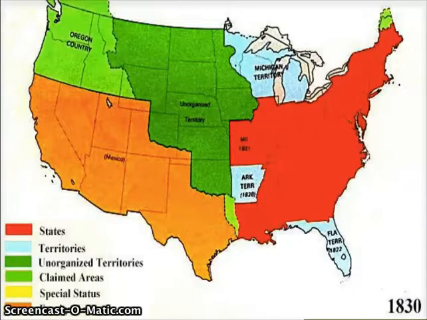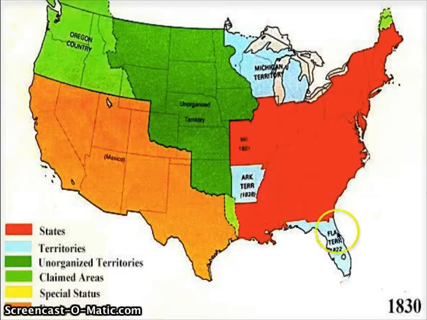This is where we are sort of leaving off. We have the states as in the red. We have Arkansas Territory, Florida Territory, and we have foreign areas. Now, we just looked at how Texas, that is this area right here, becomes a part of the U.S. right at the end of chapter 9.3.